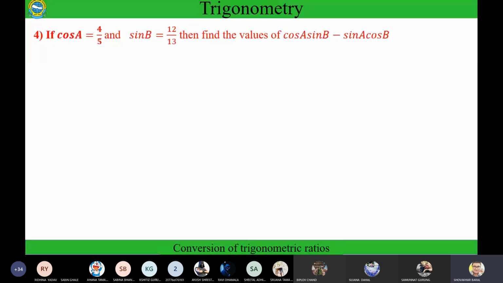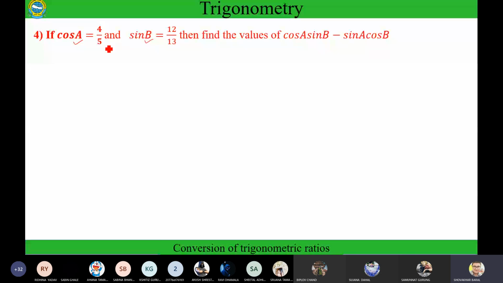Okay, write this question. If cos A is equals to 4 upon 5, I'm taking different questions so that every type of question will be covered, and I'll give you the assignment accordingly so that you can see the assignment and solve the questions in the assignment. So if cos A is equals to 4 upon 5 and sin B is equals to 12 upon 13, here two angles are given. In the earlier questions there was only one angle in one question, but here A is given, B is given. That means two angles are here, angle A and angle B.